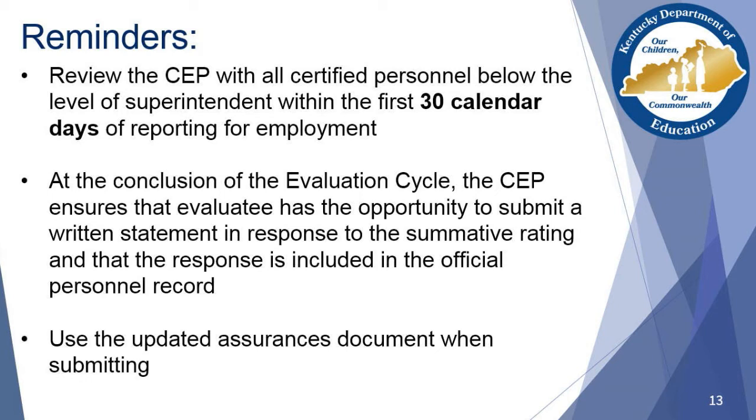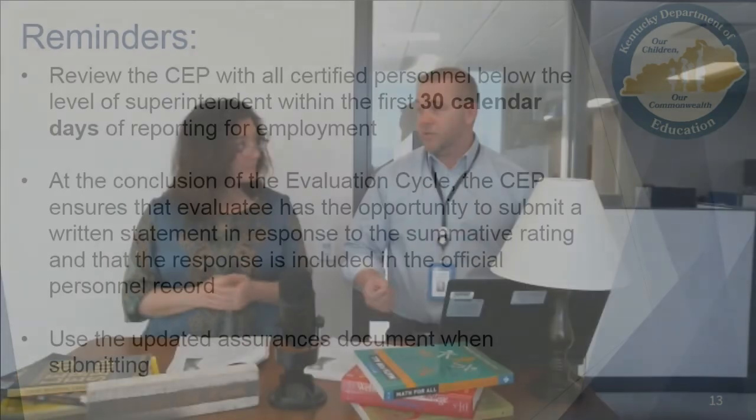And keep in mind, not everyone starts at the same time. You have many district certified personnel who begin in July. So that's 30 calendar days of them reporting for employment. One thing to add there is just make sure you address each individual one.